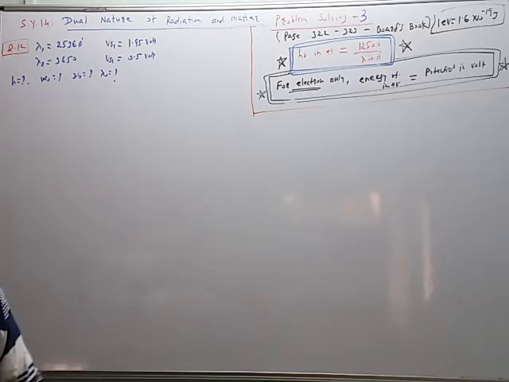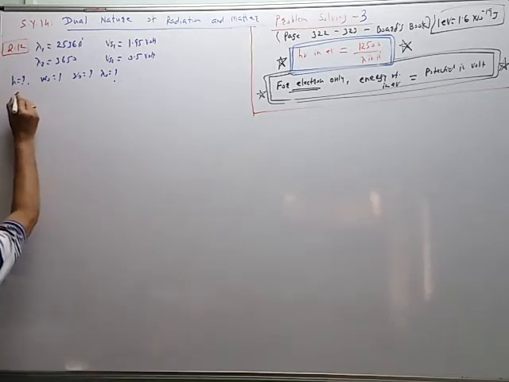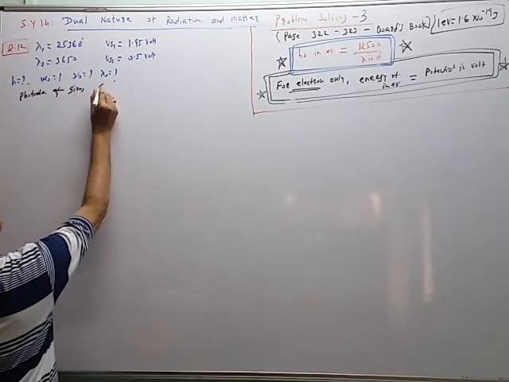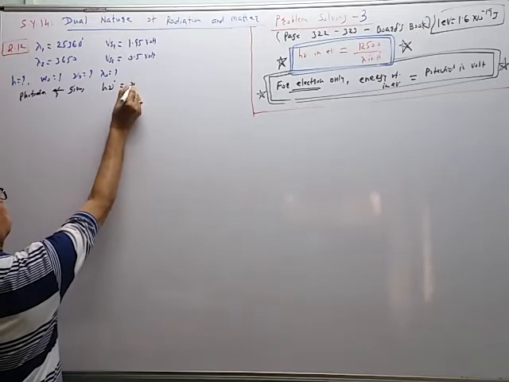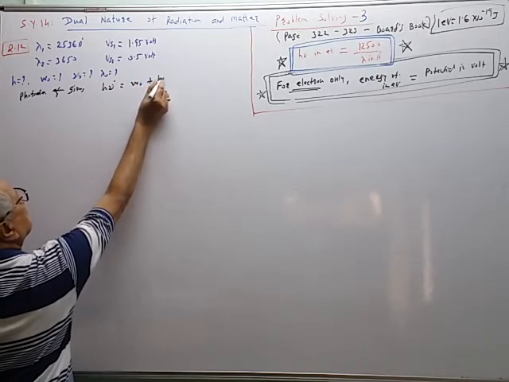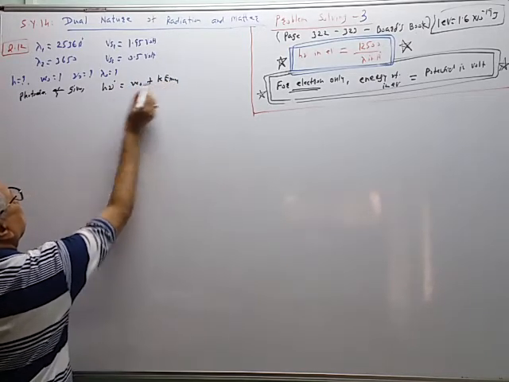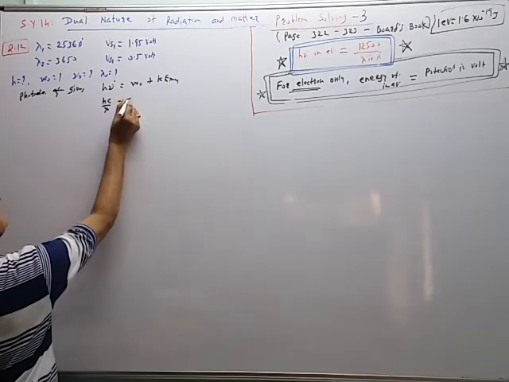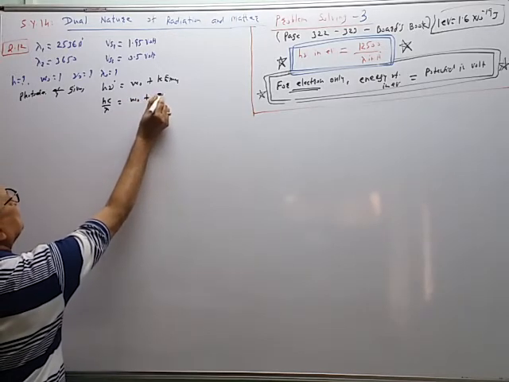So how can we find the Planck's constant? That method is a graphical method. So I am going to plot the graph like this. Photoelectric equation used: h nu is equal to W0 plus K max. So h into c upon lambda is equal to W0 plus e into Vs.